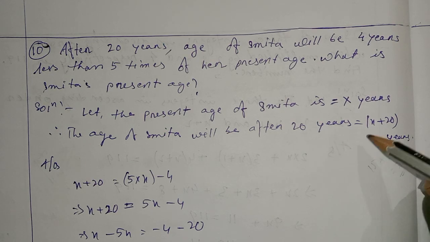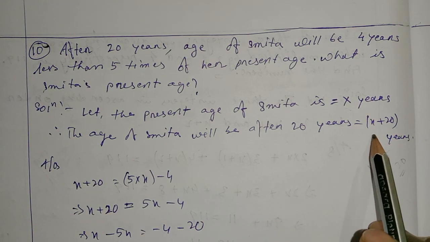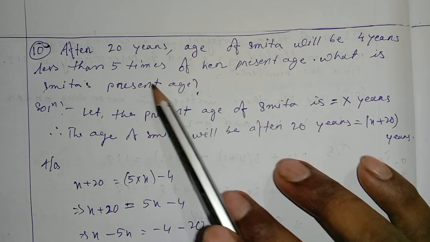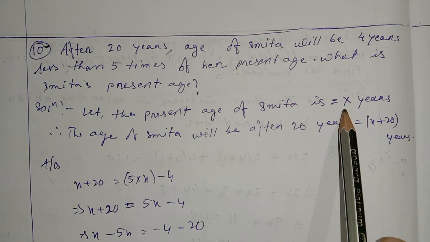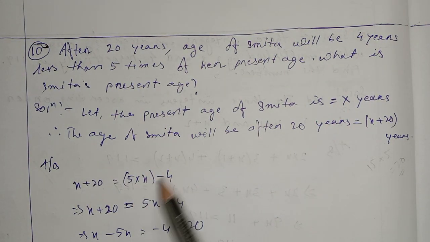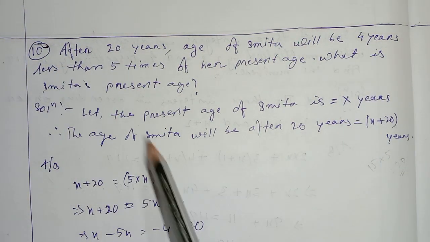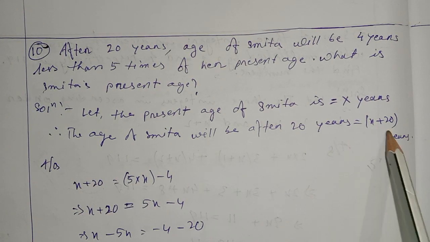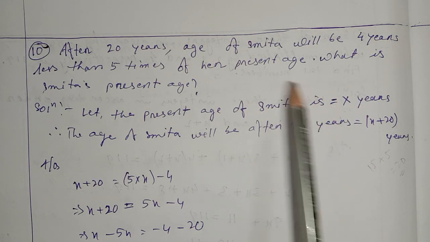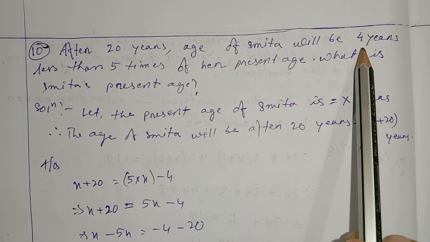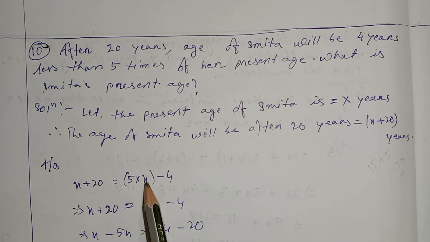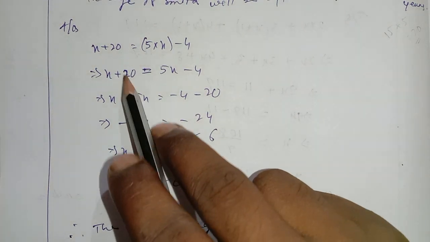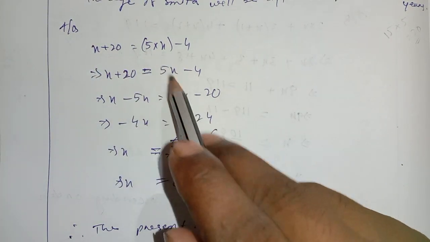Now according to the question, after 20 years means x plus 20 equals 5 times the present age. The present age is x, and 5 times means 5 into x. Again it is told 4 years less, that means minus 4. So after 20 years is x plus 20, and 5 times the present age, less 4, means 5 into x minus 4. Now let's calculate it: x plus 20 equals 5x minus 4.